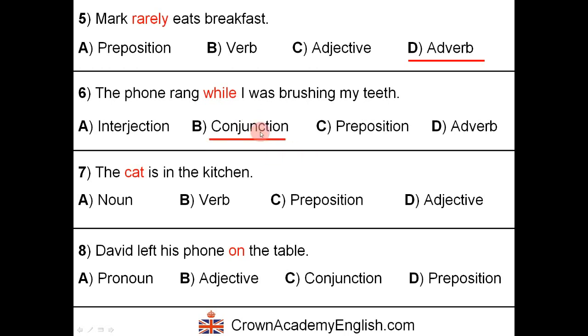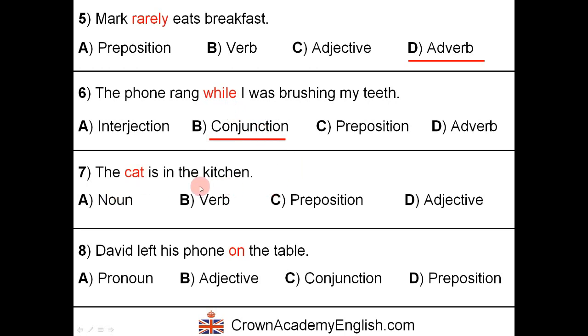It's a conjunction. A conjunction joins two parts of a sentence. So we have a clause here, the phone rang, and we have another one here, I was brushing my teeth. So the conjunction joins this with this, okay? While.